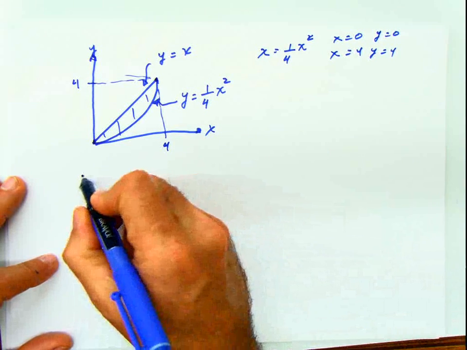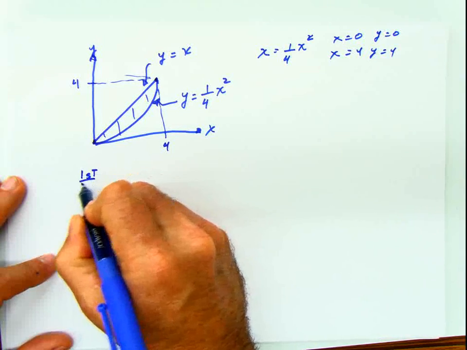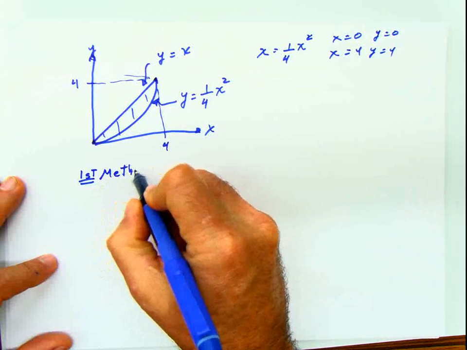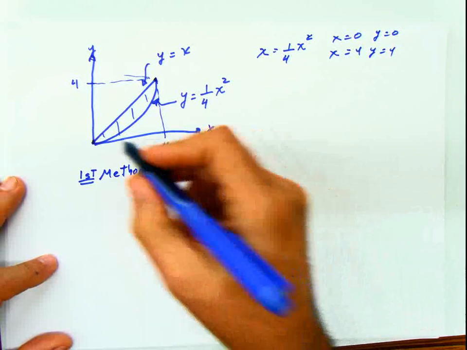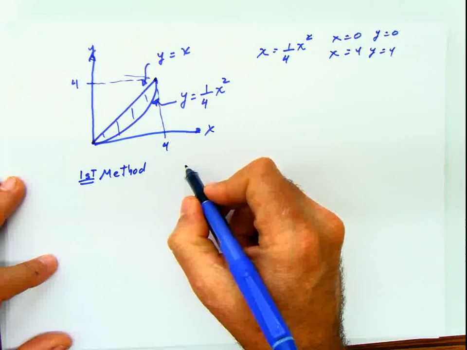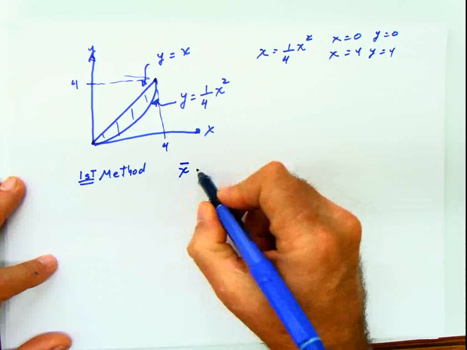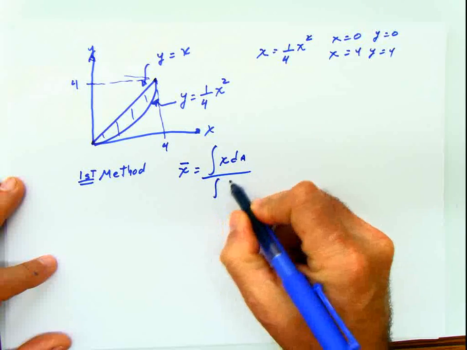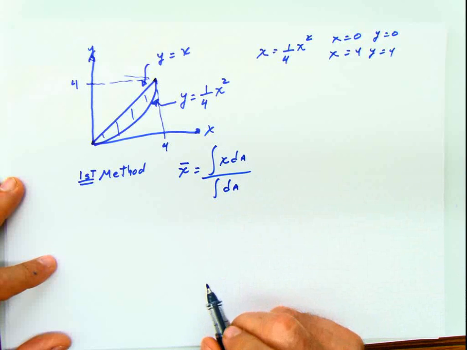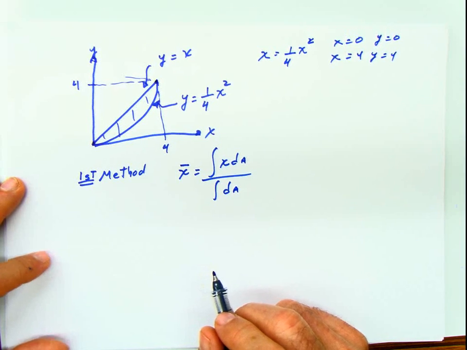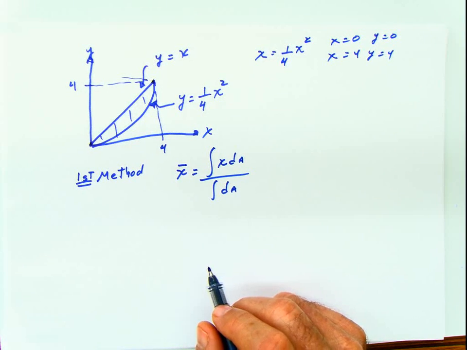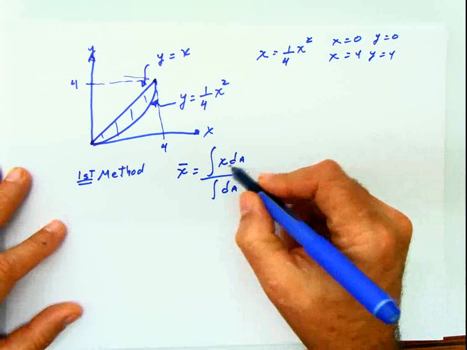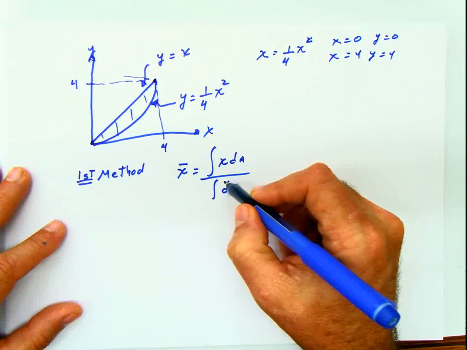Okay, the first method is one of the methods that I went over in the classroom. If we want to calculate the x position for the center of gravity, remember the x position is going to be the integral of x dA divided by the integral of dA. And if I want to calculate in y, it's going to be the integral of y dA divided by the integral of dA. Let's start by calculating my differential of area.